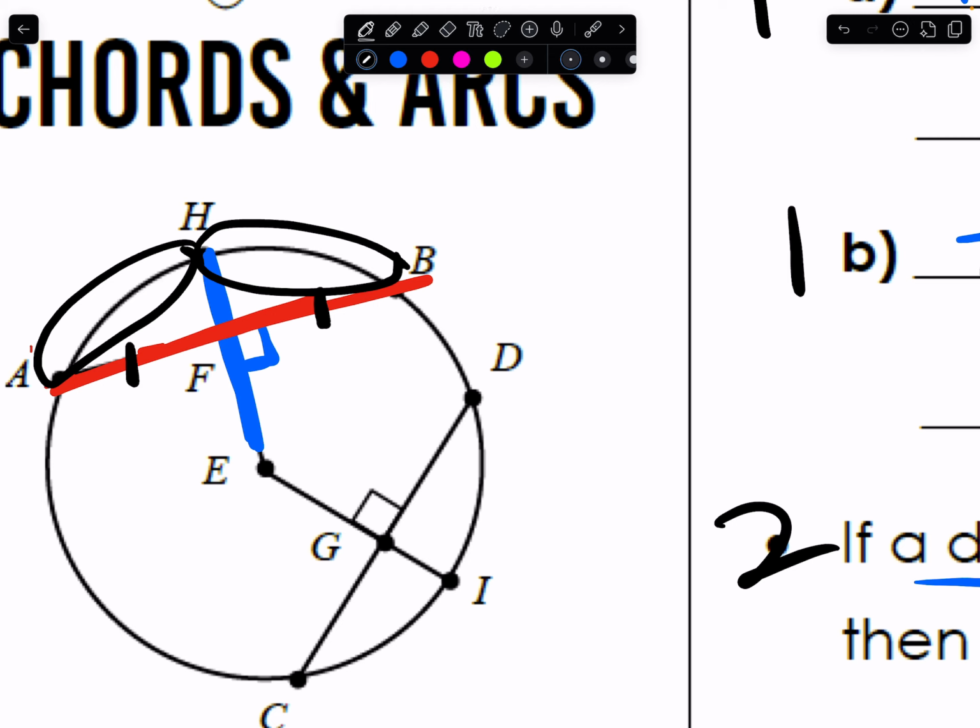So I know, it's a lot, but bear with me. So if you have a diameter or a radius that's perpendicular to this chord, then this chord is cut in half. So this one chord is now two equal pieces. And the arc is also cut in half. So this one arc is now two equal halves.